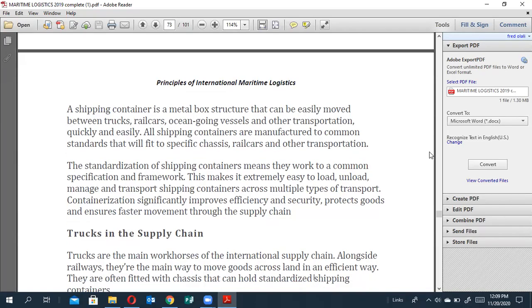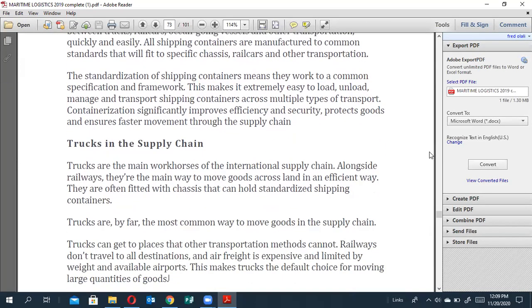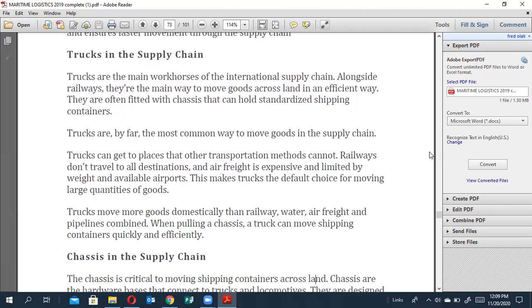Now, what role do trucks play in the supply chain? We all know what trucks are. They are the main workhorses of the international supply chain. Alongside railways, they are the main ways to move goods across the land in an efficient way. They are often fitted with chassis that can hold standardized shipping containers, and trucks are by far the most common way to move goods in the supply chain.